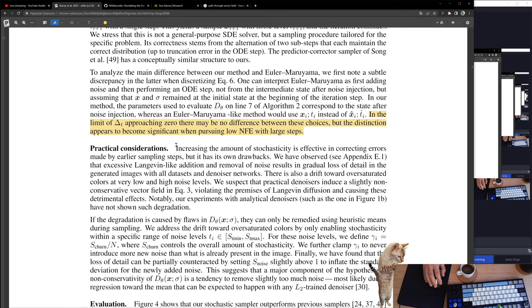Yeah, so adding this kind of randomness or this extra noise in the training is effective in correcting the errors made by earlier sample steps, but it has its own drawbacks. Excessive addition and removal of noise results in a gradual loss of detail. There's also a drift towards oversaturated colors at very low and high noise levels.